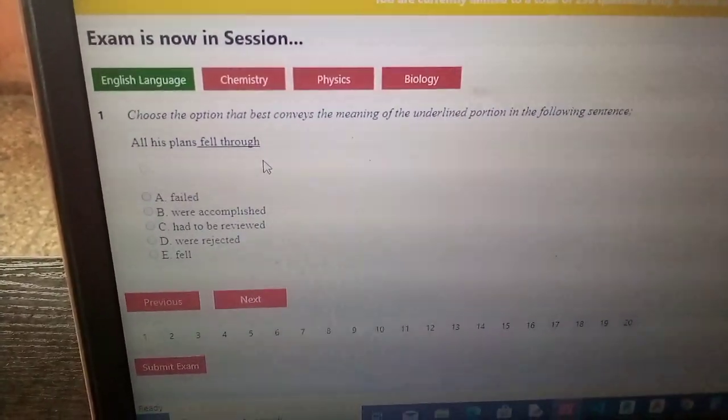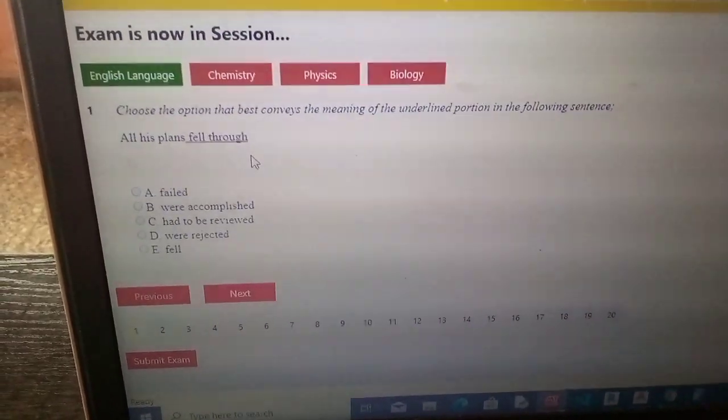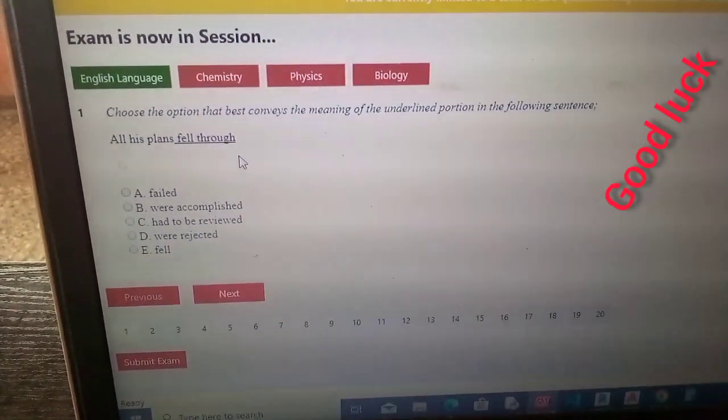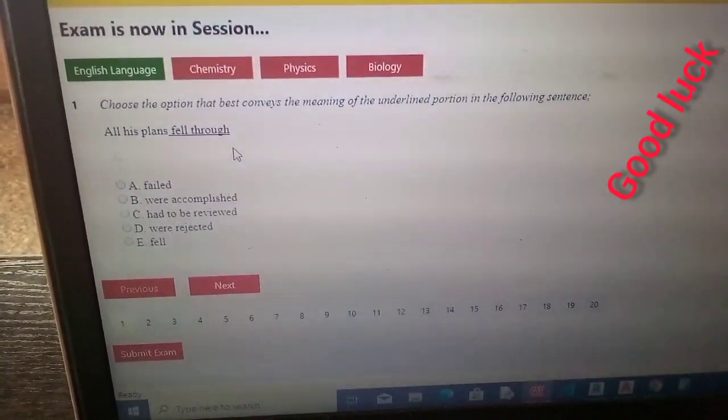So now you know how to answer JAMB English questions, so that it'll be very fast and you'll be accurate. So that is what I want to share.